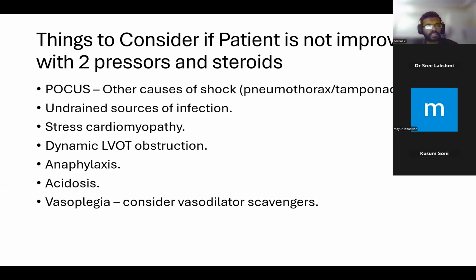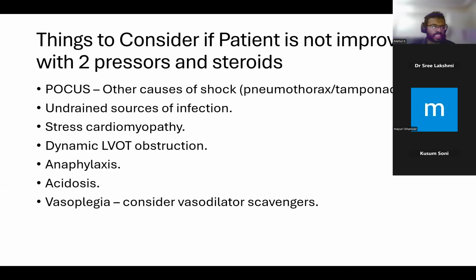Consider things like stress cardiomyopathy that we have described, and dynamic LVOT obstruction. That is a topic in itself. Basically, you consider that in patients who weren't that sick to begin with, but had rapidly escalating doses of vasopressor. They won't actually improve with your usual vasopressor. So that is something you have to look for, and you have to have the skill to start looking for that and focus.